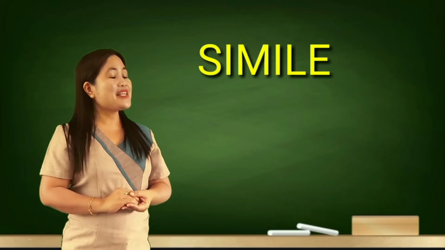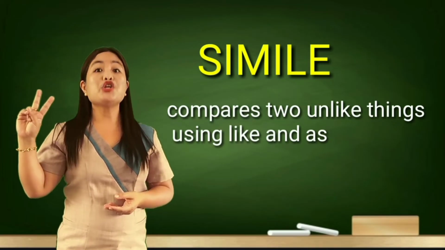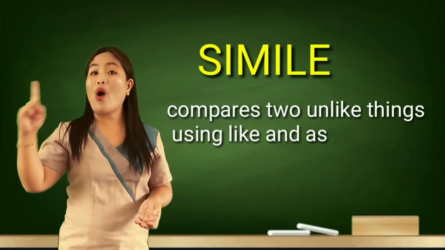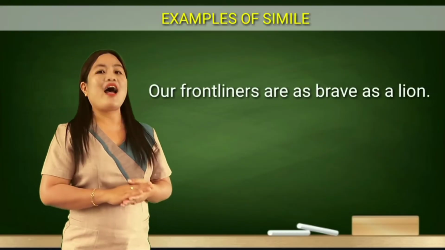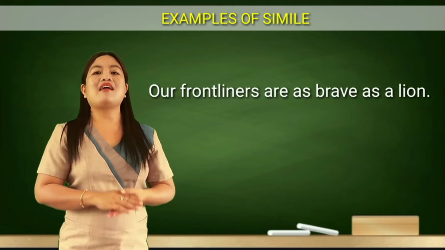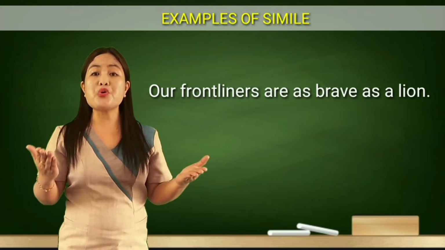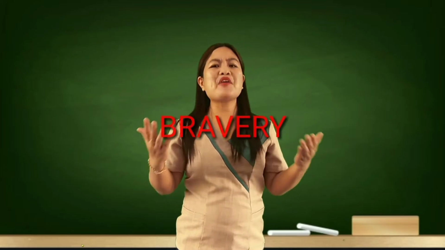Simile. A simile is a figure of speech that compares two unlike things using like and as. These two things must have one thing in common. Let's take a look at this example. Our frontliners are as brave as a lion. Here, we are comparing two unlike things, frontliner and lion, using the word as. And what is one thing that is common between both of them? It is bravery.